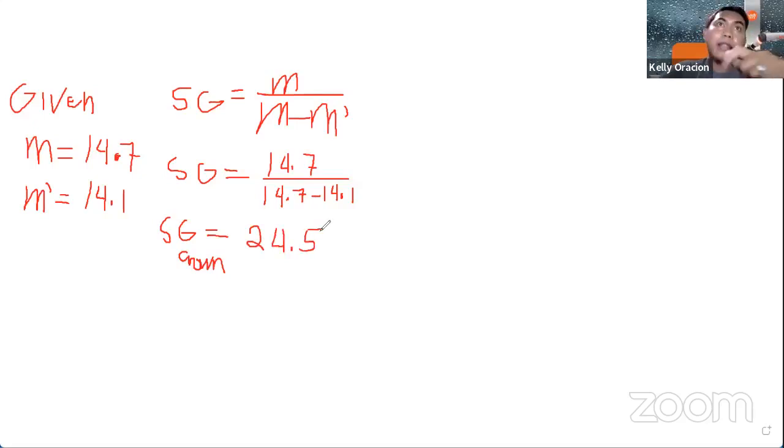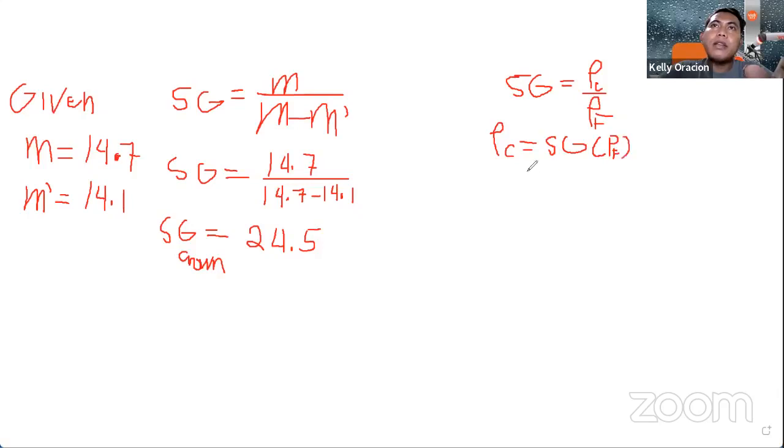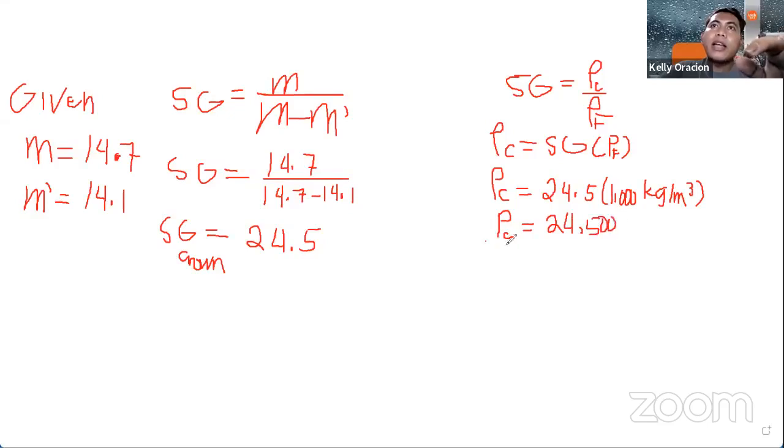The question is density, though. Take note, to get the density, specific gravity is equal to the density of the crown over the density of the fluid. In this case, since we are going to get the density of the crown, it is specific gravity times the density of the fluid. The density of the fluid is 1,000 and the specific gravity is 24.5, so times 1,000 kilogram per cubic meter. That means the density of the crown is 24,500. This is the density of the crown.